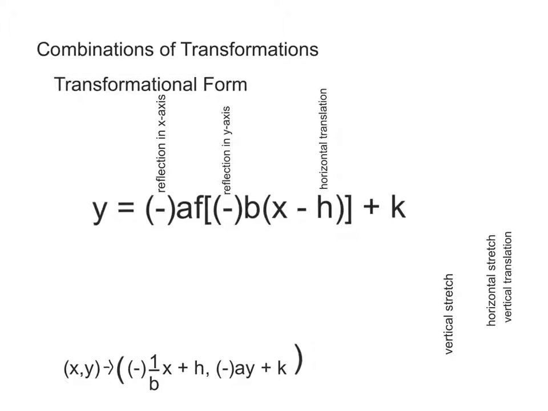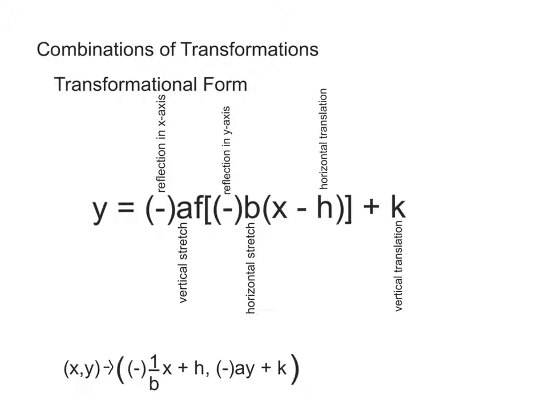How about this one? Vertical stretch. Where's the vertical stretch go? Which letter? A, right. A number in front of the function stretches it vertically. Horizontal stretch, b, and the last one, a vertical translation, is k.